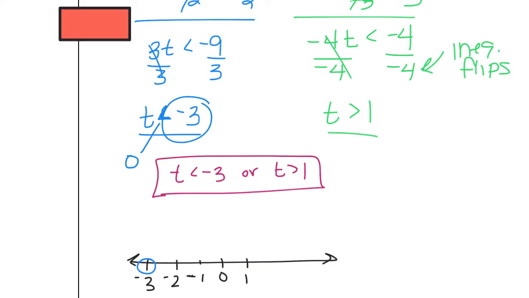And if I want t less than negative 3, that means I want to shade everything to the left of negative 3. The other boundary line that I have is this 1, so that's going to be here. It is also an open circle because it's just greater than. And if I want all the numbers greater than 1, I'm going to shade to the right. So we have our algebraic and our graphic.